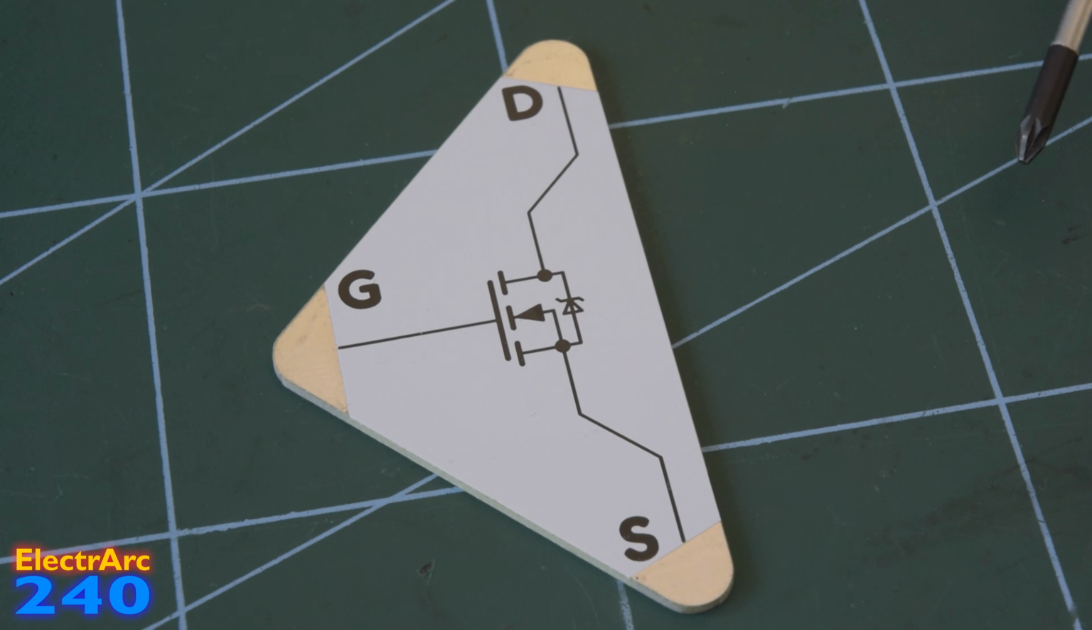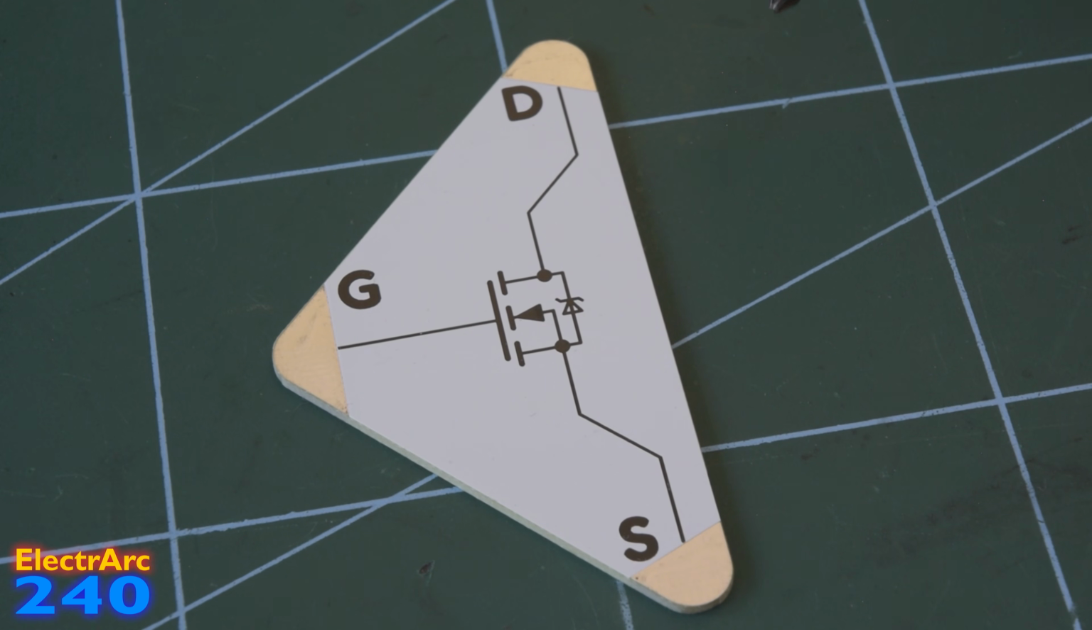For the same amount of silicon, we can't get as much current through a P-channel MOSFET, which basically means a MOSFET of the same size and cost will be 2 to 3 times worse if it's P-channel. And that's the reason that in power electronics, we almost exclusively use N-channel MOSFETs.